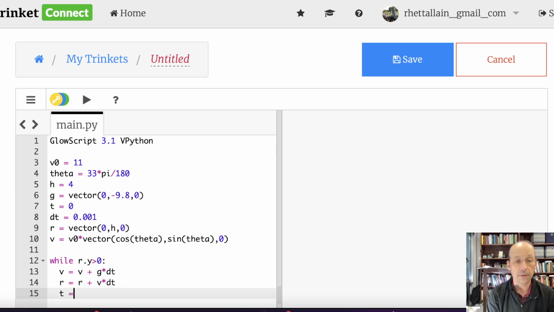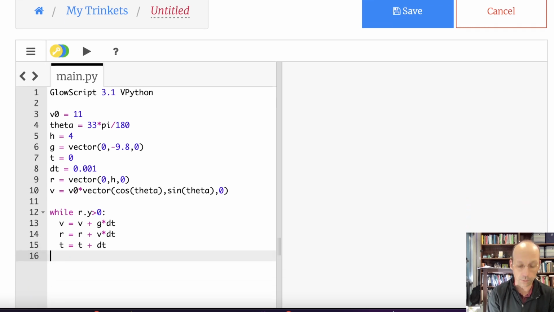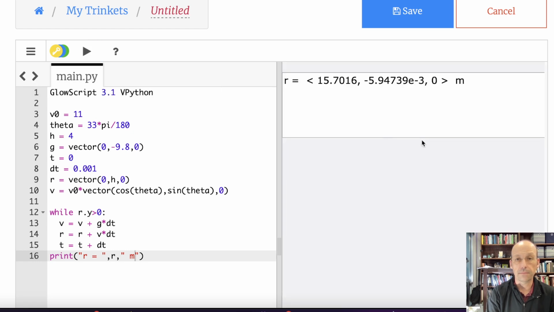And now I'm going to update time. t equals t plus dt. That's it. All I need to do, once it's done, it'll be at y equals 0, and I can print the position. Print r equals r meters. And let's run it. And there you go. Let's print out the time, because I got a time of 0.4 seconds, and that just seems weird. t equals t seconds.